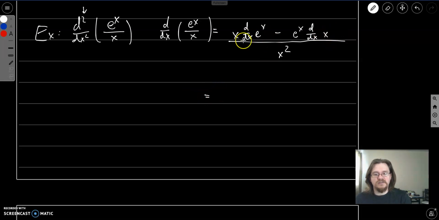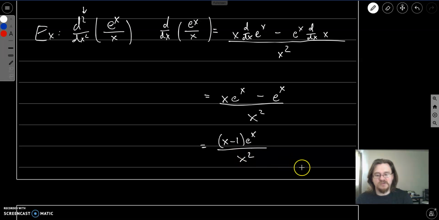And this is fairly straightforward to simplify. The derivative of e to the x is e to the x. This is one of our nice functions. We're going to subtract e to the x times the derivative of x. Well, the derivative of x is just 1. So ultimately, if I pull out an e to the x, I've got x minus 1 times e to the x all over x squared.